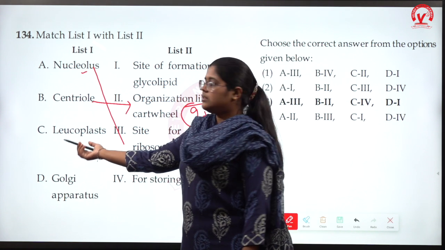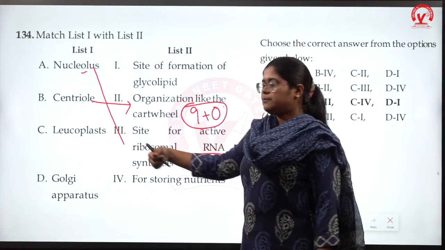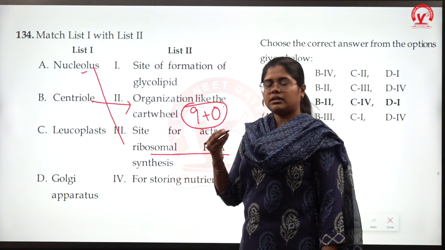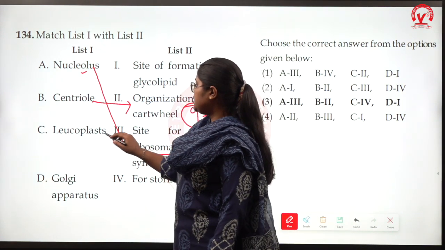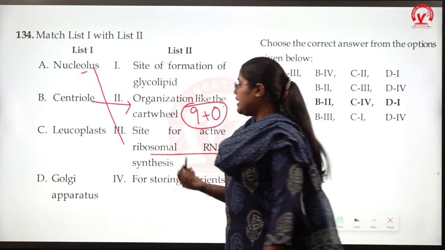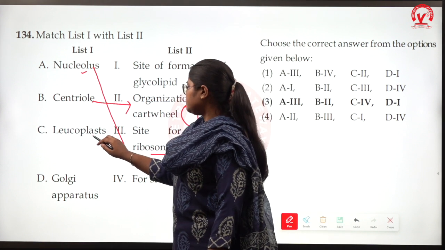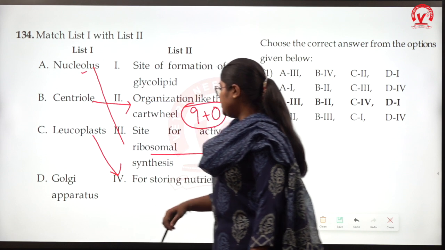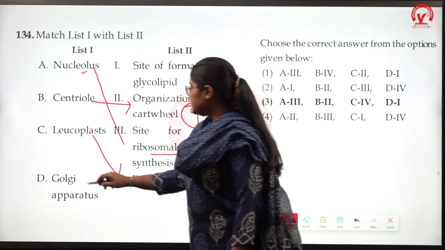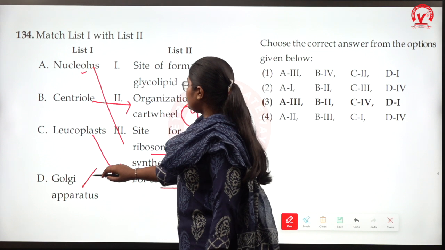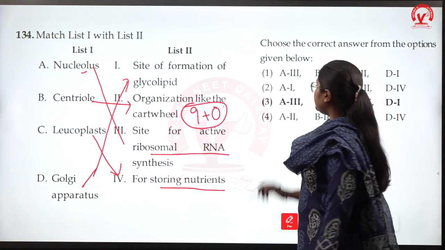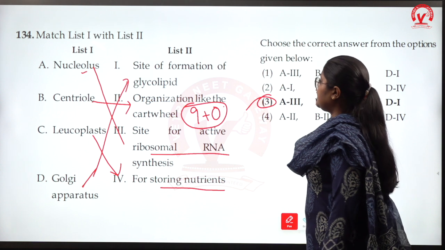Next, leucoplasts are colorless plastids. They are of 3 types based on the nutrients which they store. So amyloplast, aleuroplast and elaioplast are there. Each stores different nutrients. So storing of nutrients is the function. Next, the function of the Golgi apparatus is site of formation of glycolipids. So option 3 is correct.